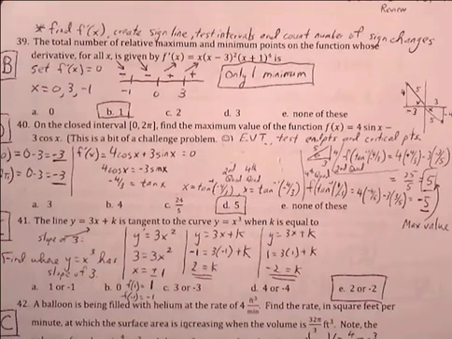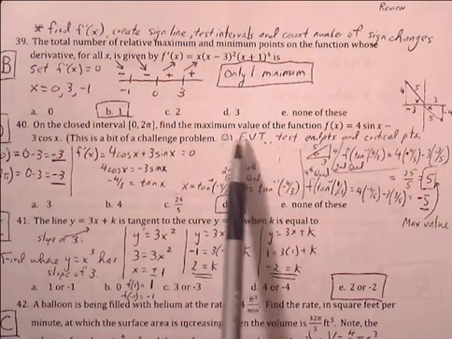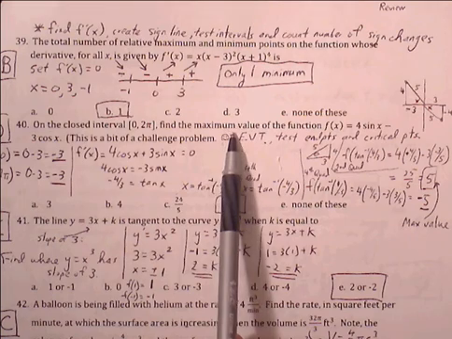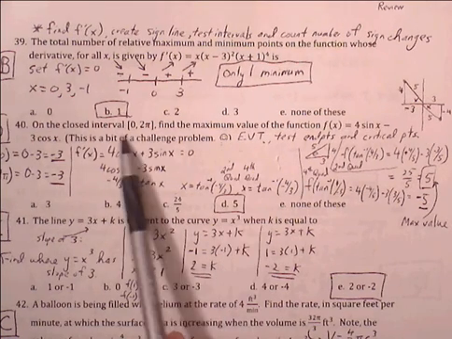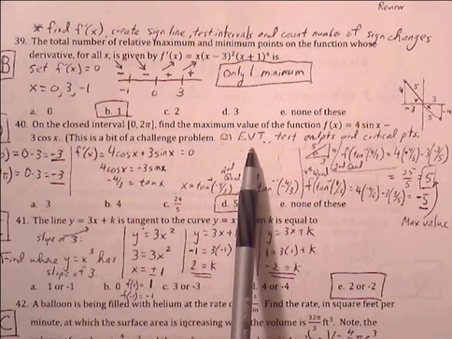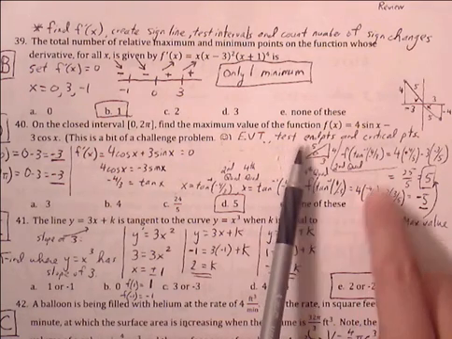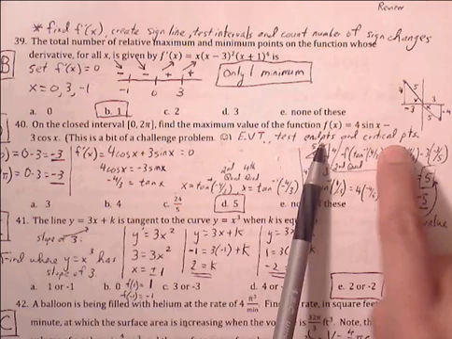Number 40. On the closed interval from 0 to 2 pi, find the maximum value of the function f of x equals 4 sine of x minus 3 cosine of x. Okay. So if we want to find the maximum value on the closed interval, that is the extreme value theorem. We have to apply the extreme value theorem steps, which tell us that we can find the maximum on a closed interval if we test the endpoints and test the critical points.